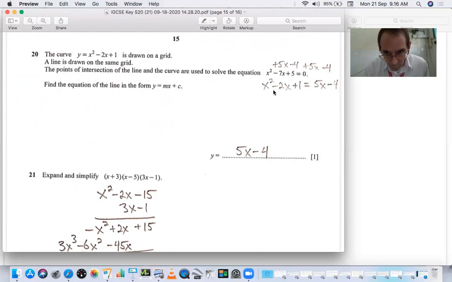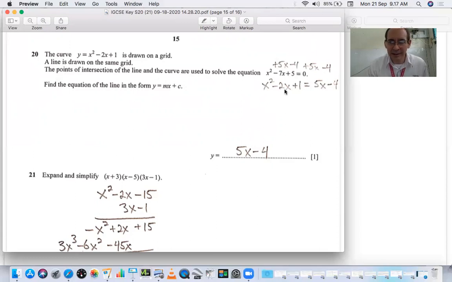So if this is one side, notice the x squared is already there. To get to a negative 2x, you need to add 5x. So you do that to both sides. You add 5x, it makes it negative 2x. Then to get a 1, you need to subtract 4. 5 minus 4 is 1. So that gives you the curve graph. And then what you have on the other side, the plus 5x minus 4, that is your line.